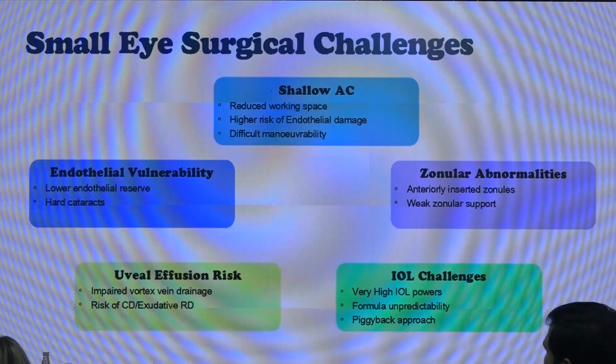Shallow AC gives you a reduced working space, higher risk of endothelial damage, and difficult maneuverability. You can't do all the flips and all the things that you could do in a normal anterior segment. Endothelial vulnerability comes in because there's already some endothelial damage or dropouts because of a shallow, crowded anterior chamber that the patient has had for a long time, and they also have hard cataracts. So you have a lesser reserve and you're going to cause more damage anyway. Zonular abnormalities are common with anteriorly inserted zonules.